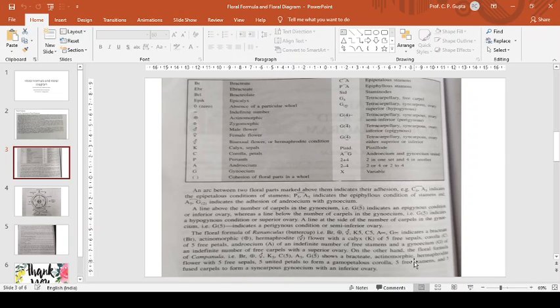On the other hand, superior ovary. And on the other hand, the floral formula of Campanula, that is bracteate and actinomorphic, hermaphrodite, K5 free, C5 fused, A5 free, G5 fused syncarpous, and ovary inferior.